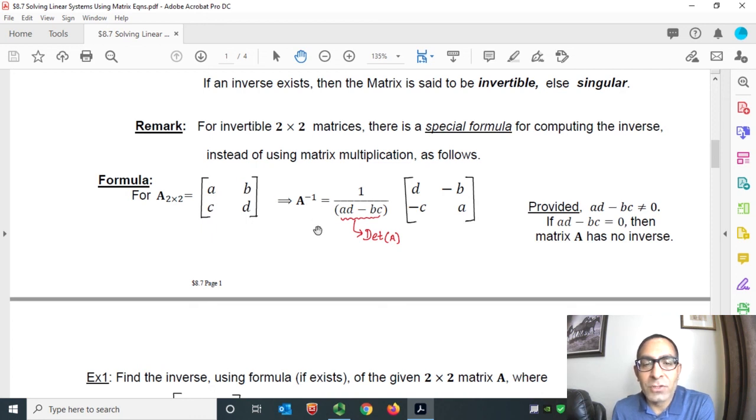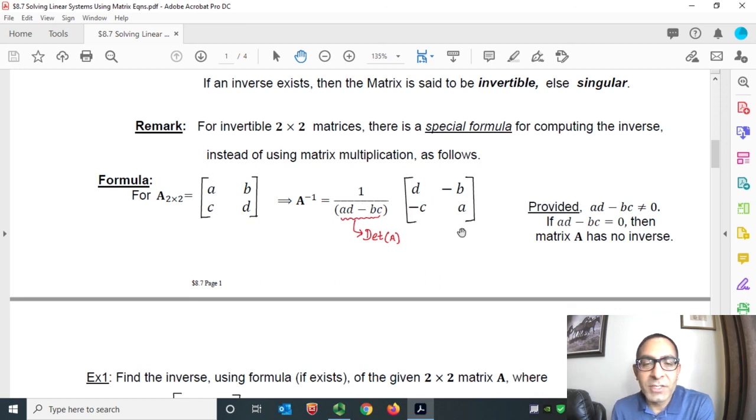So A inverse equals 1 over the number ad. We multiply this diagonally, and we multiply this diagonally, and we subtract the second product from the first product. So here's ad minus bc. And by the way, this later turns out to be the determinant of matrix A. And times the matrix here.